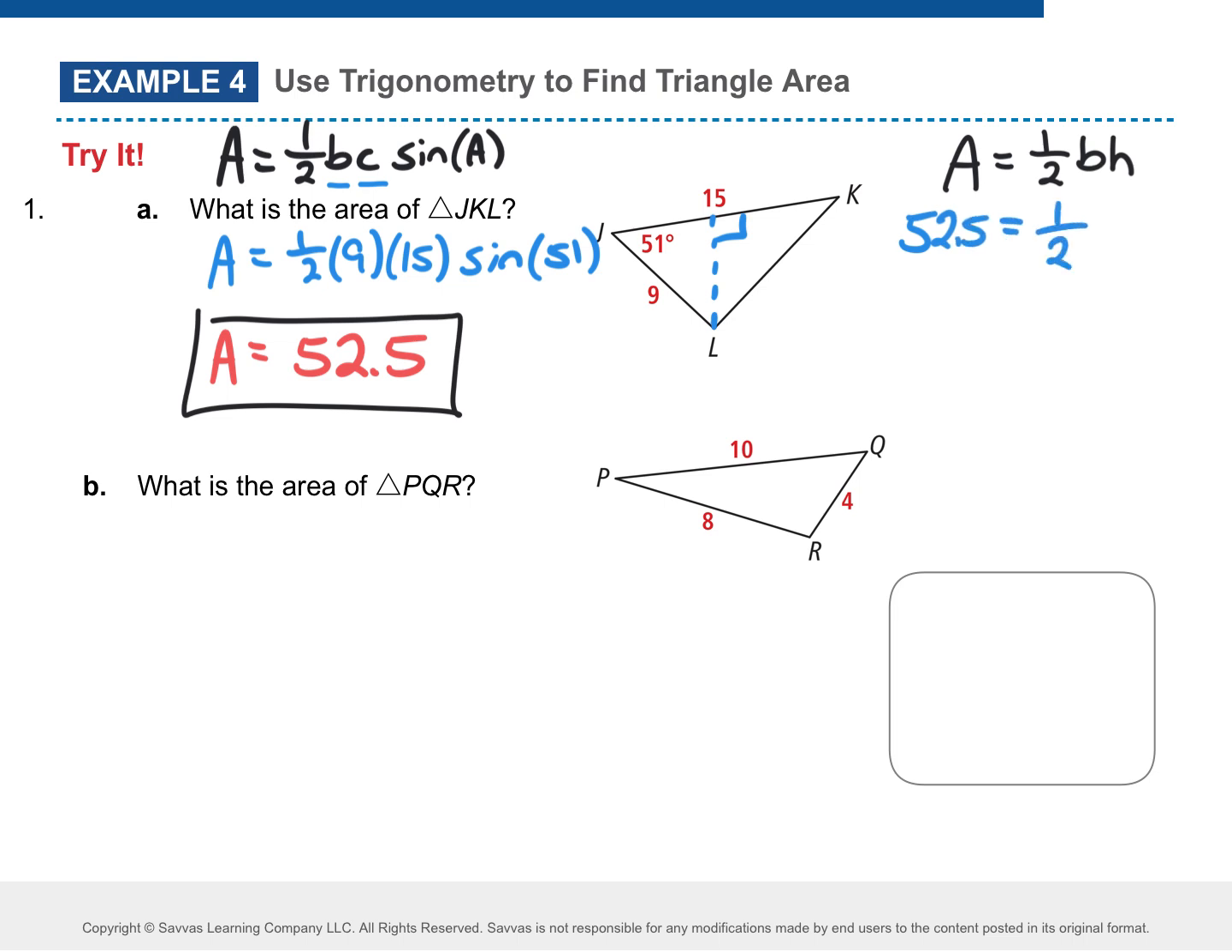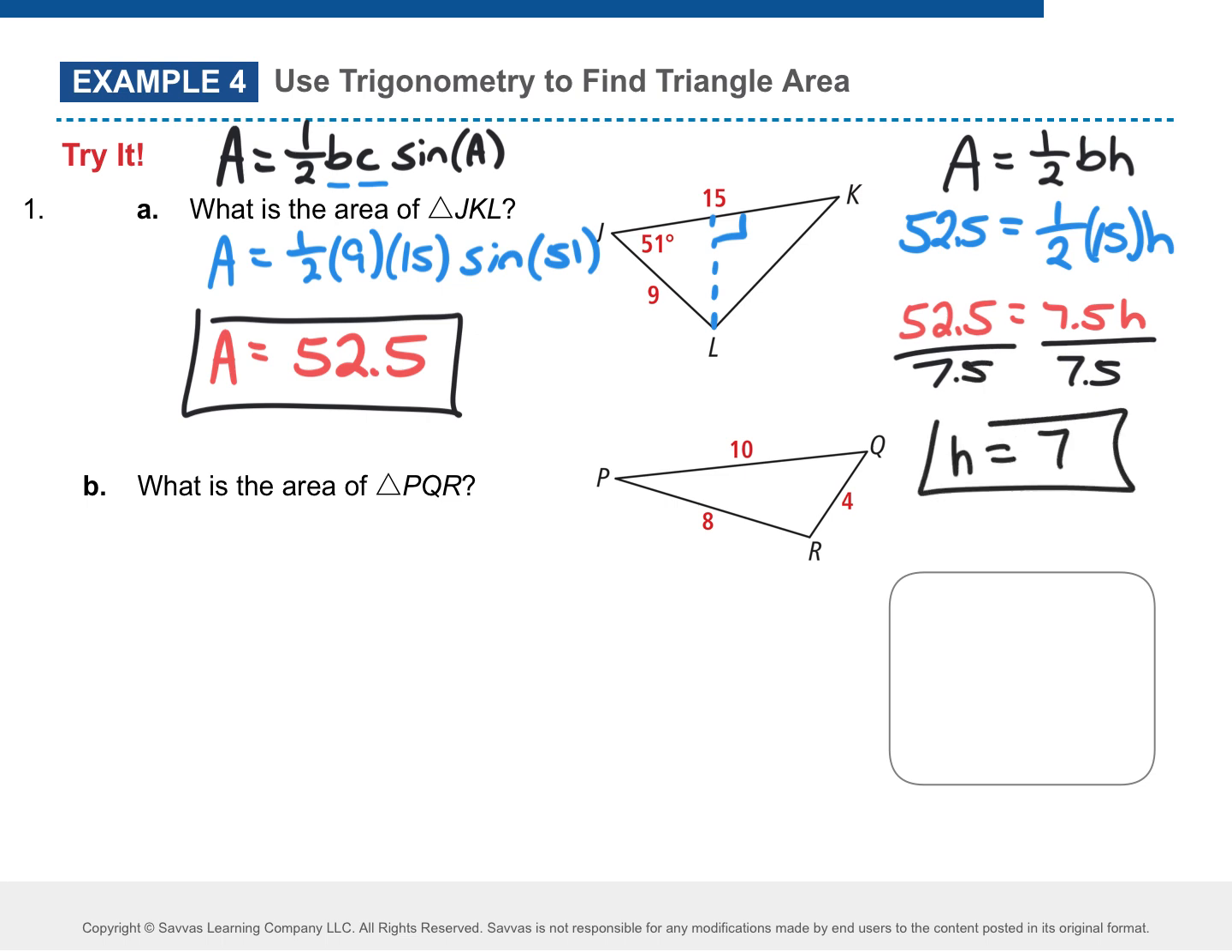Don't try and change that. What does this B stand for? The base. How do I know where the base is? It's 15, but it's connected to the right angle. Yep, so 15, and then I'm looking for the height. What do I do first here? Take 15 divided by 2, which gives you 7.5. Last step here: divide by 7.5. You get H equals 7 even.